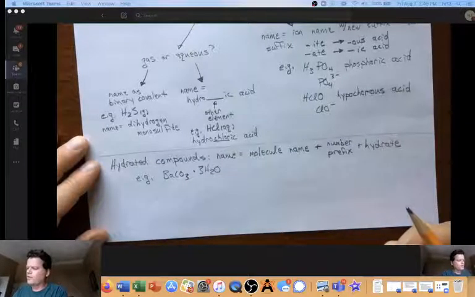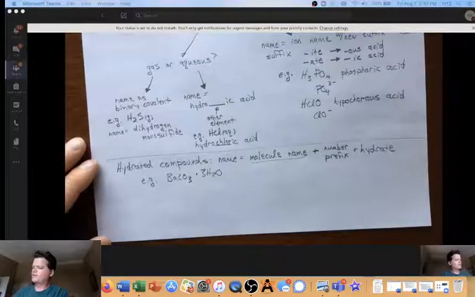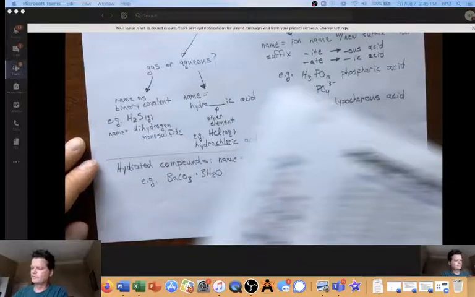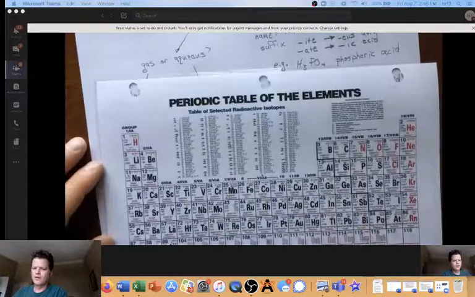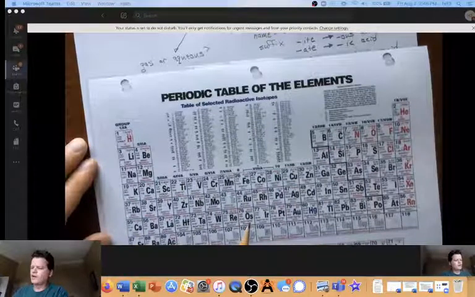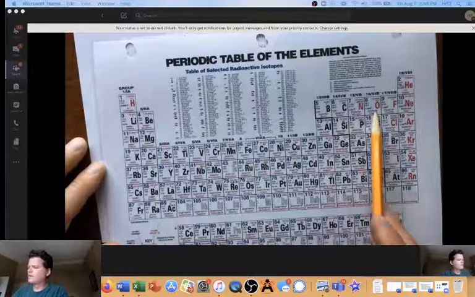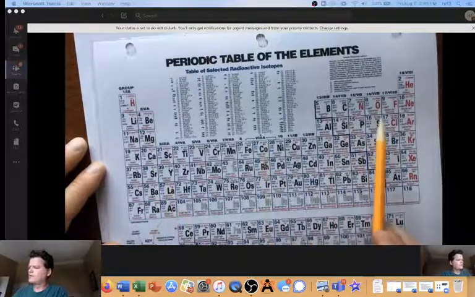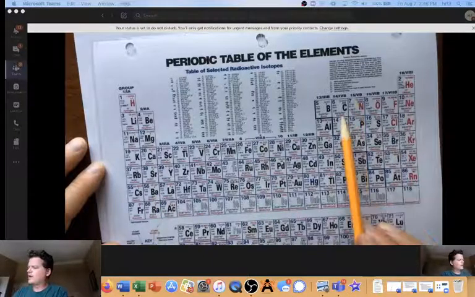BaCO3·3H2O. So we need the molecule name first. So I look at this and I see it's ionic because I have a metal, barium, and I have some nonmetals with the carbon and the oxygens. So it's ionic because I have some from each side. So I have to give it the ionic name. It's also ternary. So I just need the metal name and then the anion name.